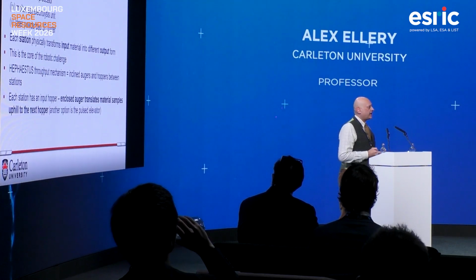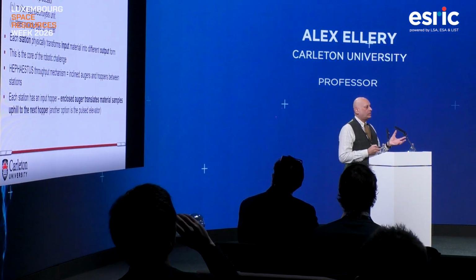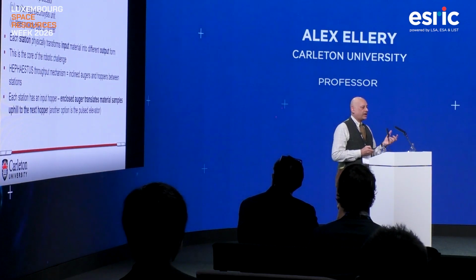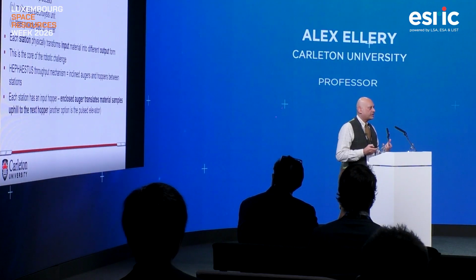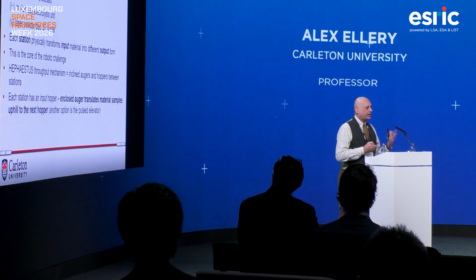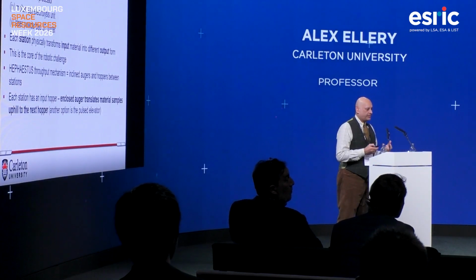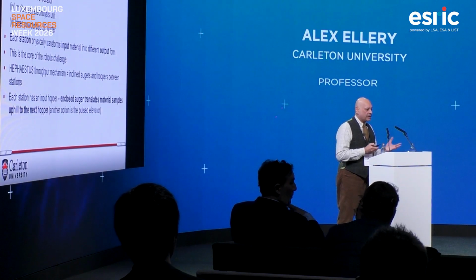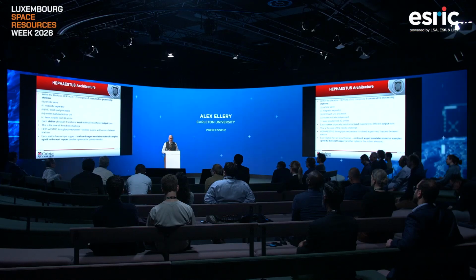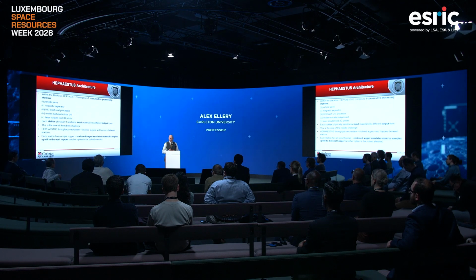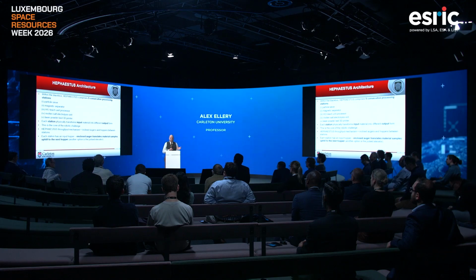One of the most challenging aspects is that as the sample goes through these processes, it morphs into different forms. That creates very high complexity in handling these different forms as we pass from station to station. Fundamentally, what we focused on is an auger, which translates the material sample from one station to the next, and then passes it into a hopper.